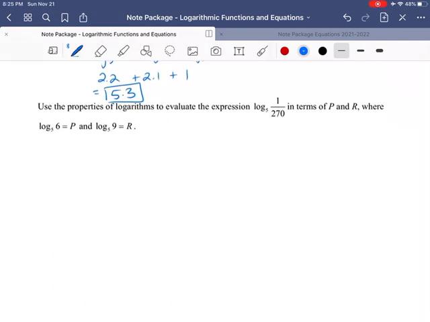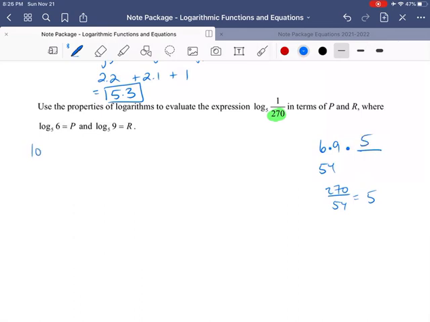Use the properties of logarithms to evaluate the expression log 5 of 1 over 270 in terms of p and r, where log 5 of 6 is p and log 5 of 9 is r. Okay, so the clue here is we need to get the number 270 using 6 multiplied by 9 multiplied by some other number. Well, 6 multiplied by 9 is 54, and if we divide 270 by 54, we'll get 5. So 270 is 6 times 9 times 5.